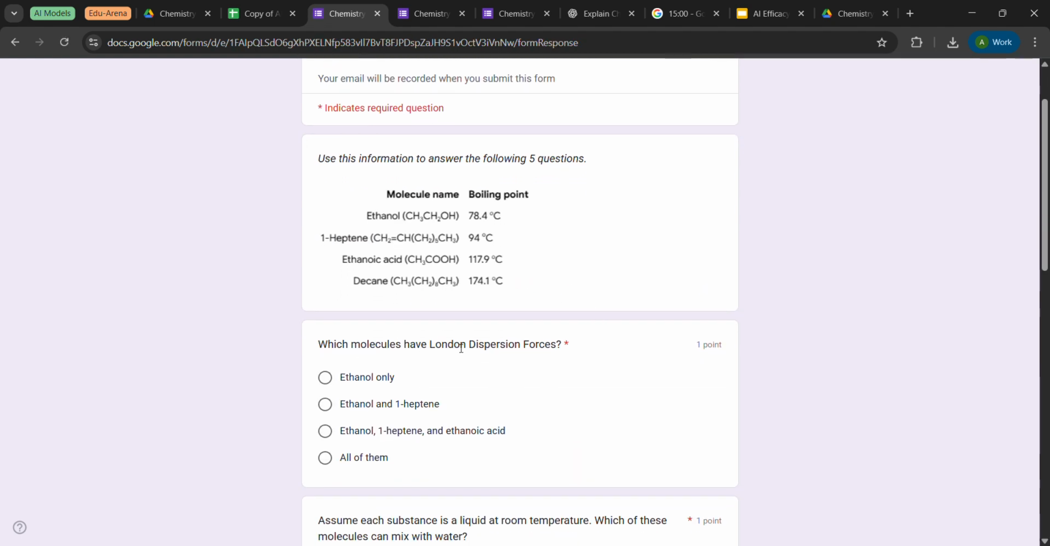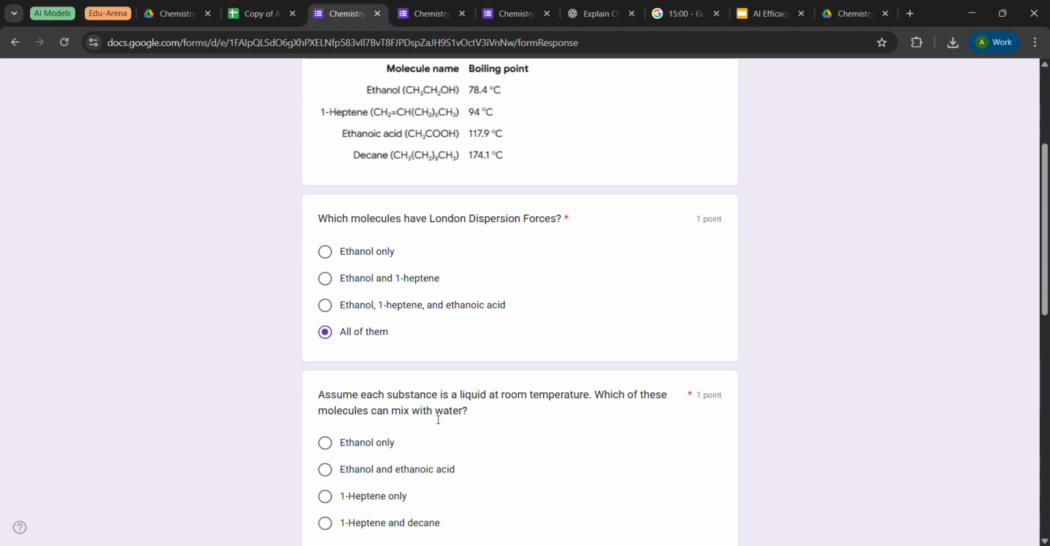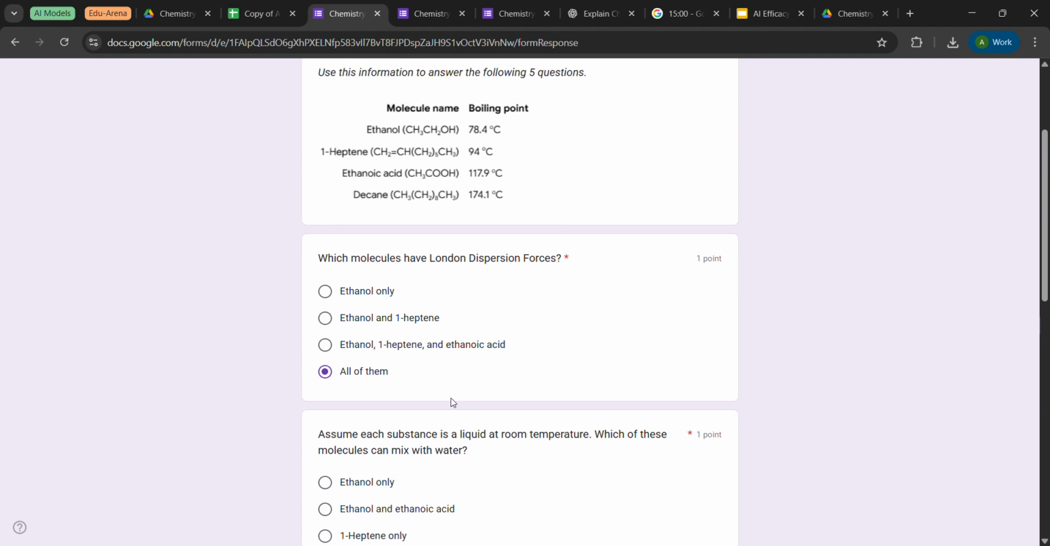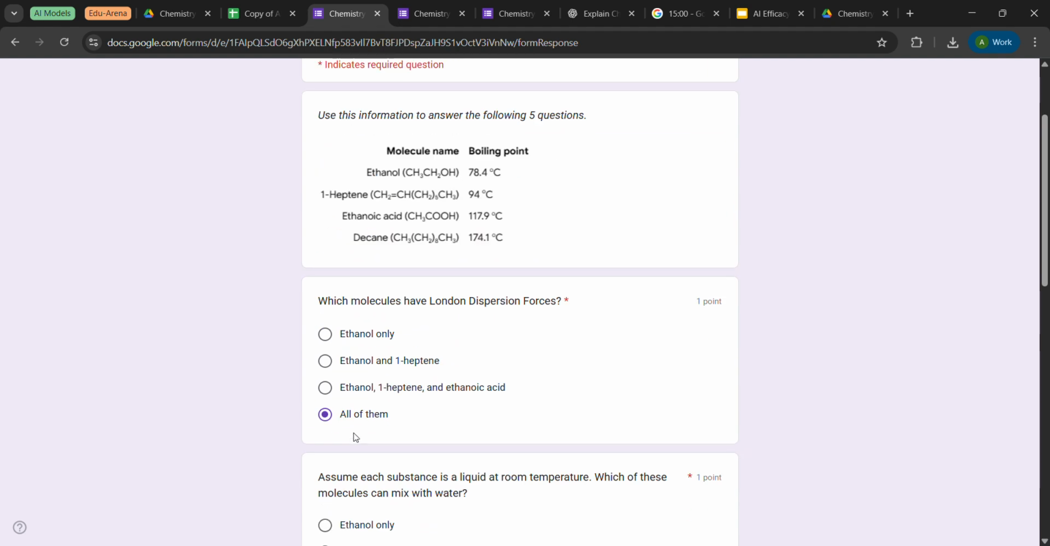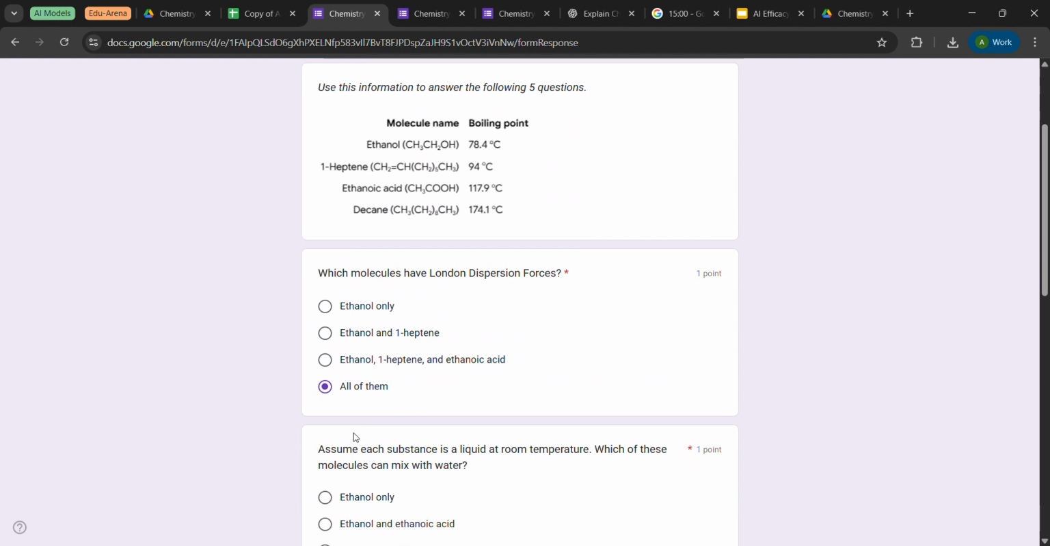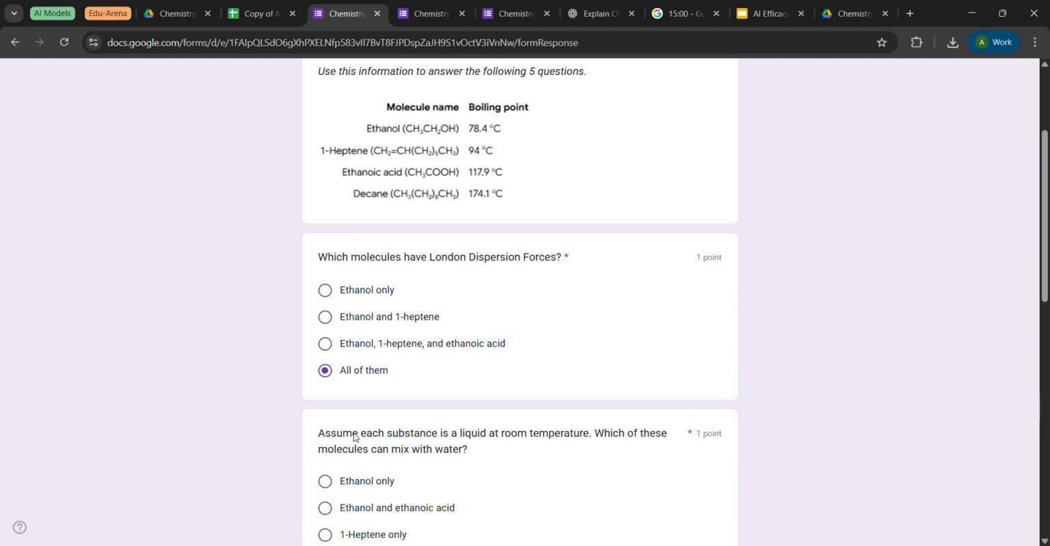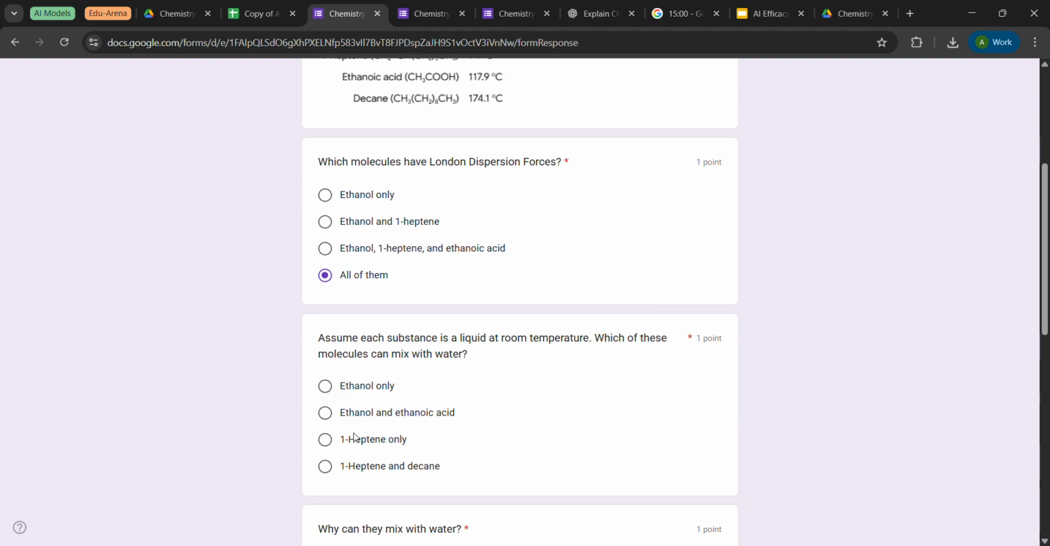Okay, London dispersion forces are present in all of them. Which of them can mix with water? So that has to be a polar molecule. It has to have an electronegative atom in it. So this has, this does not have, this has, this does not have. So heptene and ethanoic acid. Okay, that is not the option. Ethanoic acid, it can. Ethanol, it can. Yeah, ethanol and ethanoic acid.